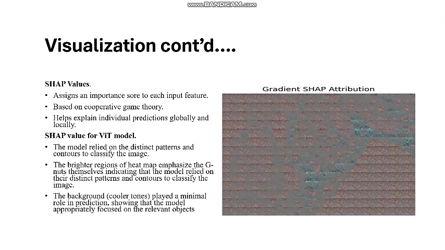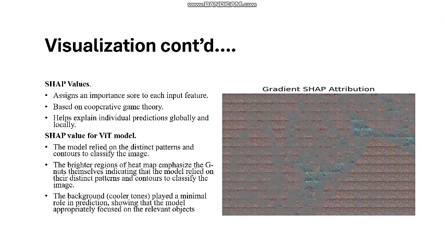Then on the next slide, still continuing with visualization, we have the SHAP values. The SHAP value technique assigns an importance score to each input feature, and it's based on cooperative game theory. It helps to explain individual predictions, global and local. So this is the SHAP value technique for the ViT model, the vision transformer model.